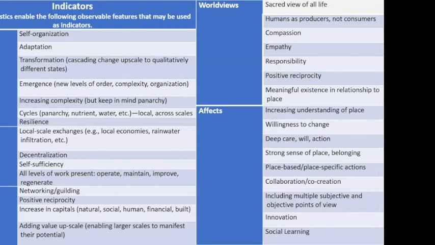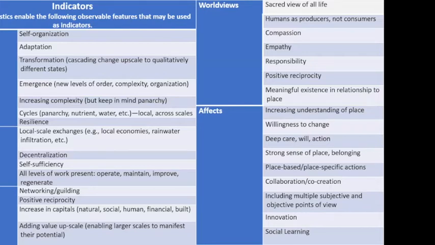And you can see some more down there, like increasing understanding of place, willingness to change, deep care, will and action, strong sense of place and belonging, collaboration, including multiple points of view, innovation and social learning. These have all been shown to be very important in shifting social systems so that they can align more with natural system principles and enable regeneration.